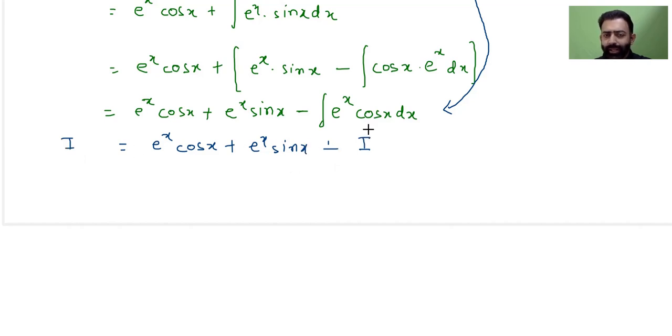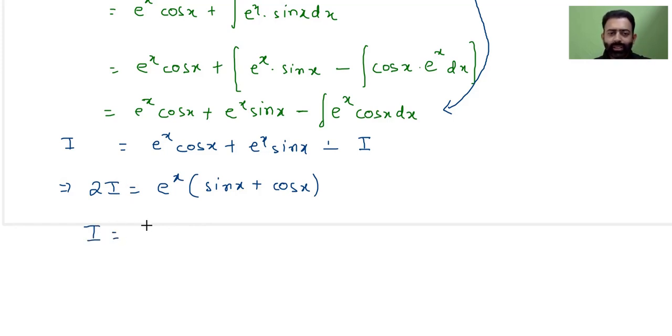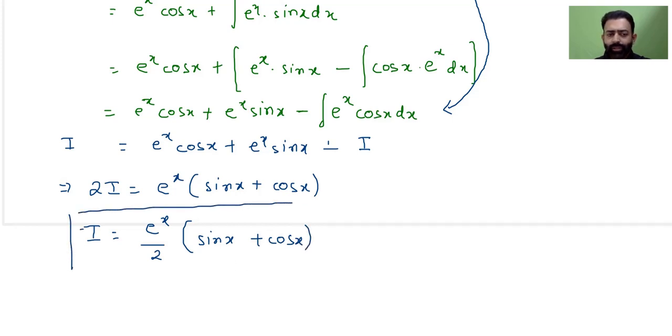You can transfer this I to the left hand side. That means twice of I is e raised to power x into sin x plus cos x, inside the bracket. So the value of I, you can transfer the 2 to the RHS, is e raised to power x over 2 into sin x plus cos x. This is your final answer, right?